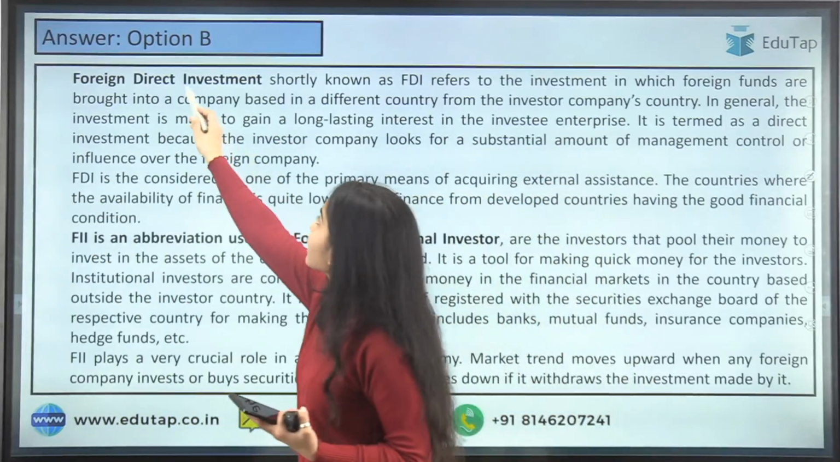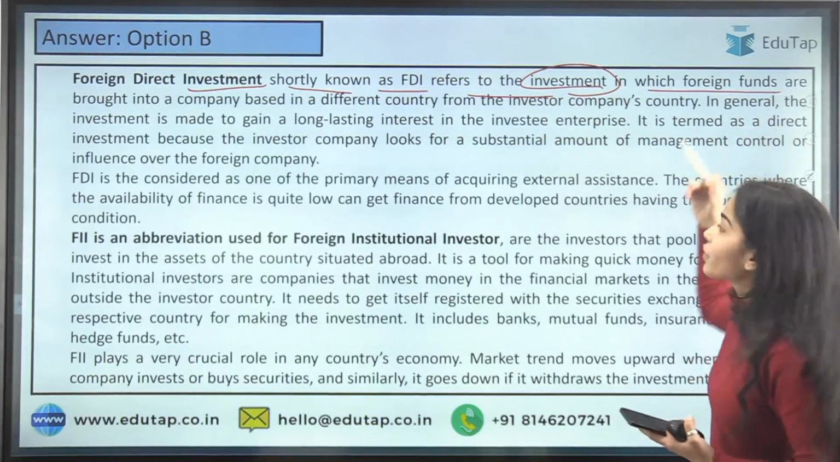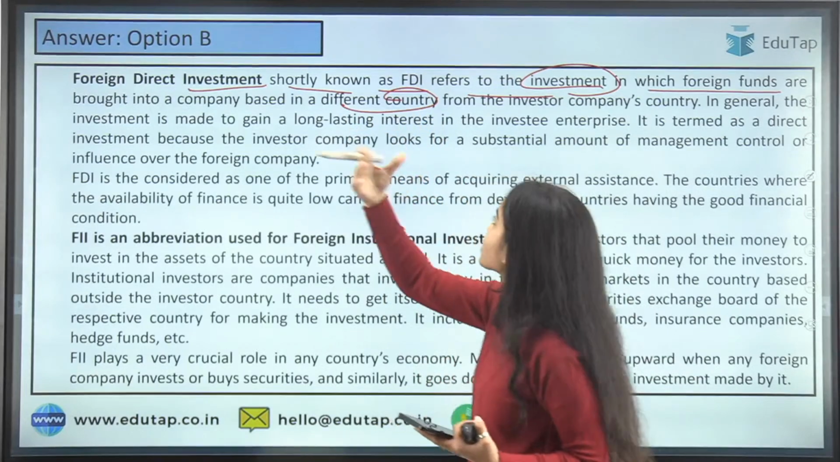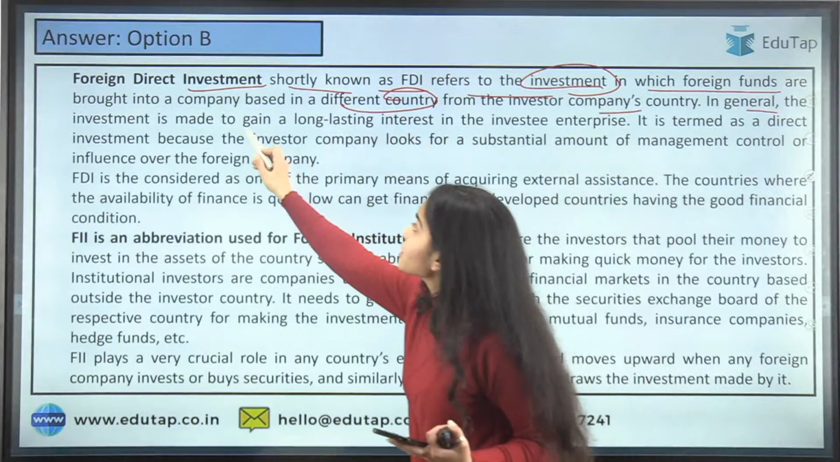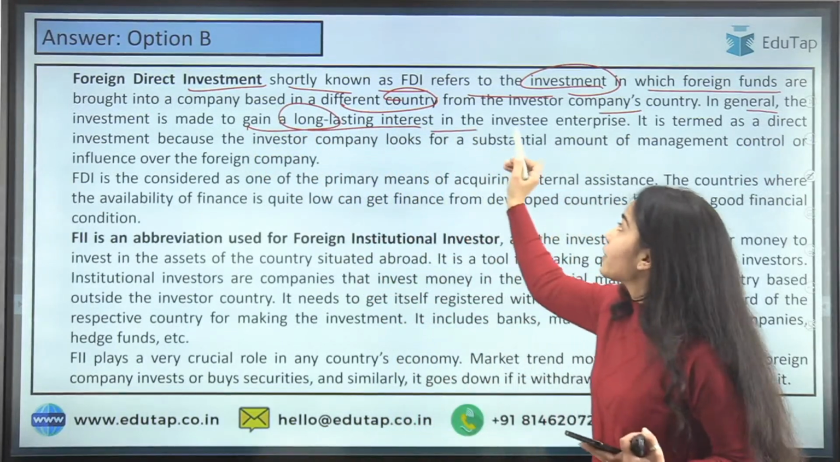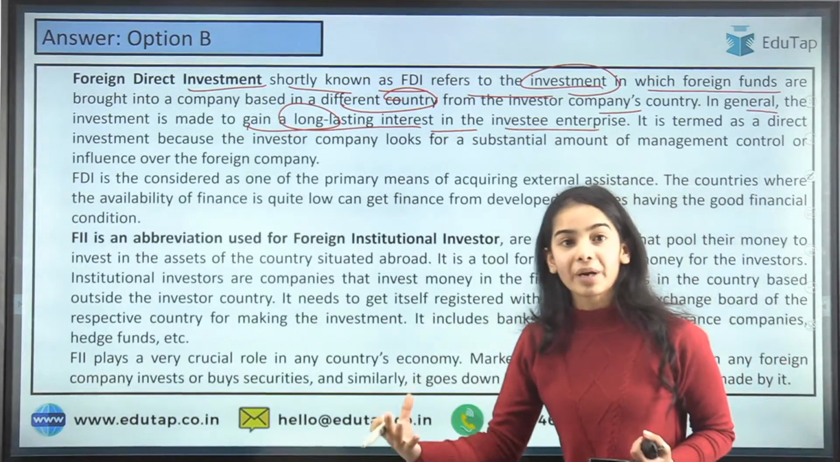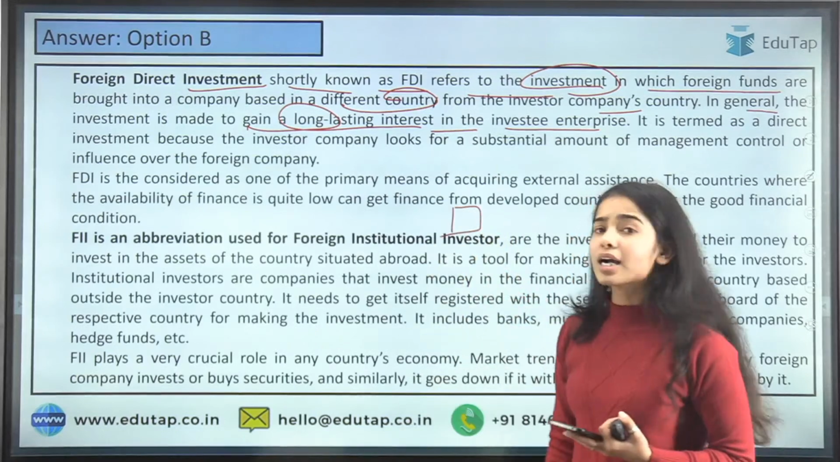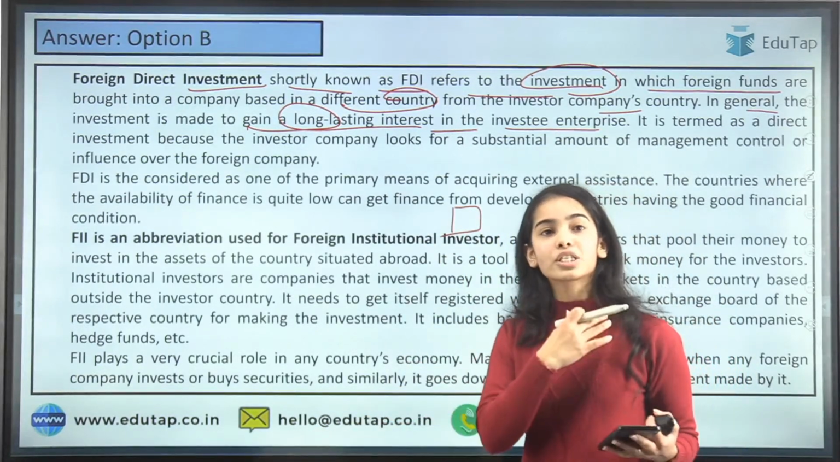So foreign direct investment, shortly known as FDI, refers to investment in which foreign funds come into our country from outside and are based in a different country. The investor's investment is made to gain a long-lasting interest in the investing enterprises. So they are investing in our enterprises for the long term, because they are building a company or a factory. They can't wrap up a factory in one day and just leave.